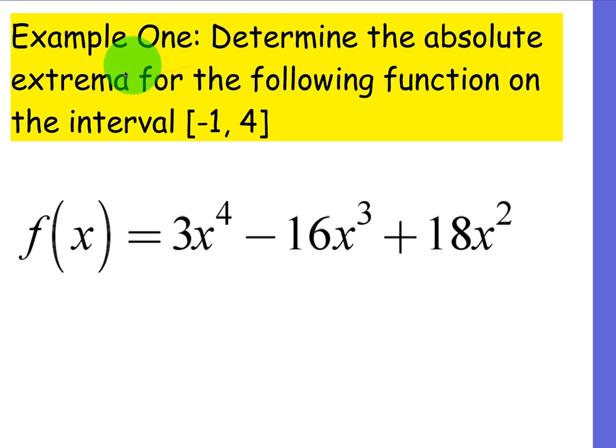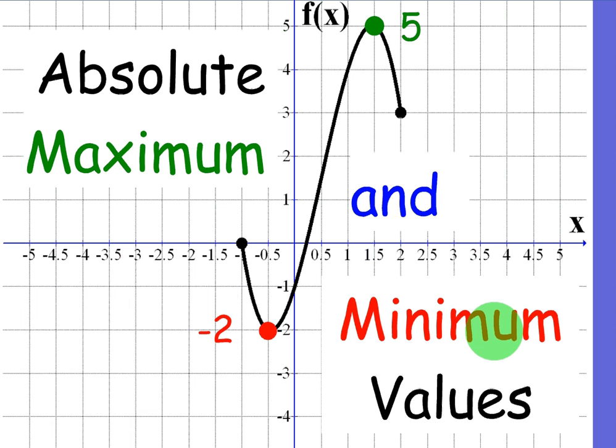So for example 1, we have: determine the absolute extrema for the following function on the interval -1 to 4. Here's our function, f of x equals 3x to the 4th minus 16x cubed plus 18x squared. Now notice we're given this interval, and like we said, the absolute max and min may occur at these two endpoints, but we also need to figure out the critical points because, again, that's where the graph can change direction, and that's where we might have the biggest or smallest values.